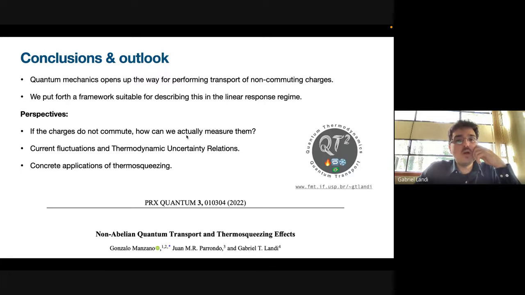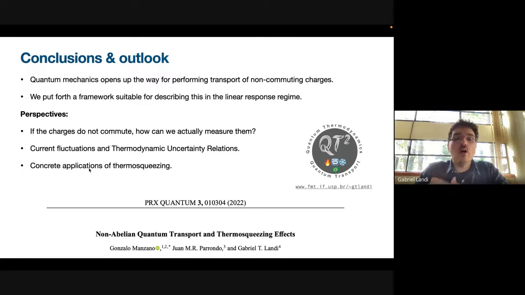First of all, how can we actually measure these? I already touched upon this. Then secondly, what about current fluctuations? You may have heard about these recent inequalities called thermodynamic uncertainty relations. They're very cute inequalities relating to current fluctuations. They describe not the average current, but the variance of the current, so how it fluctuates. And how will these TURs be affected by non-commutativity? I think that's a super interesting question.